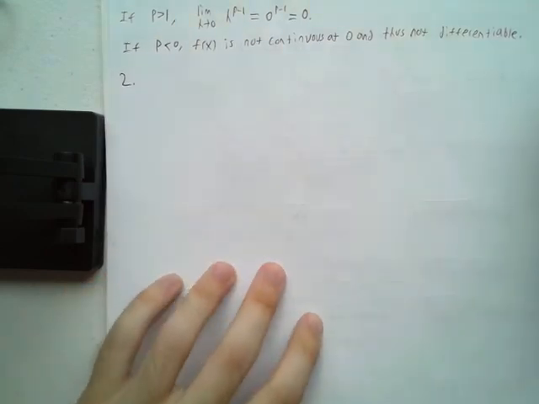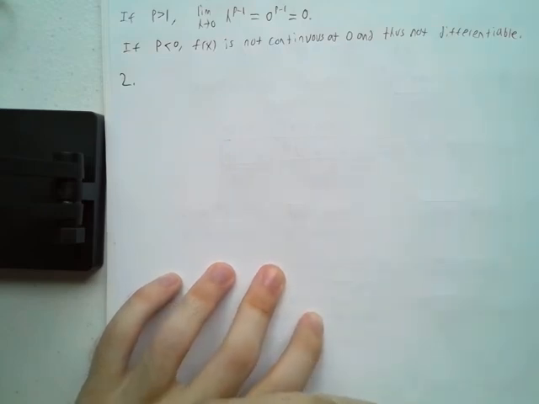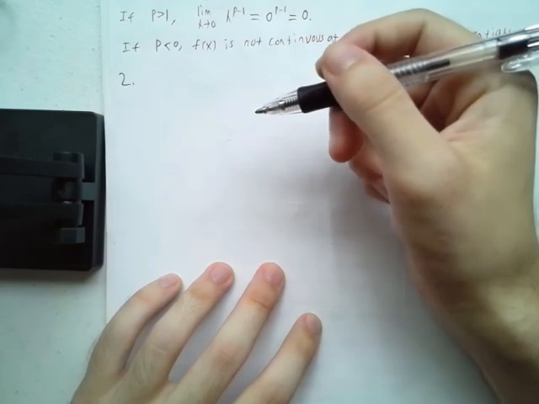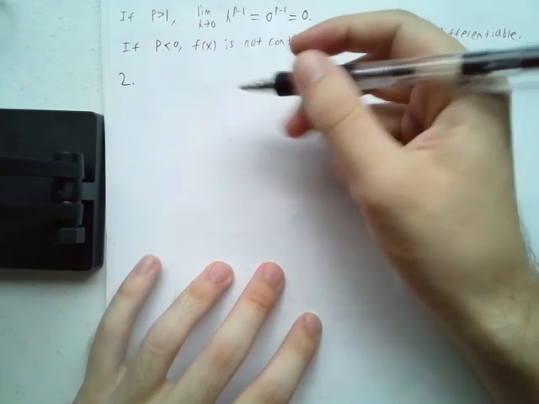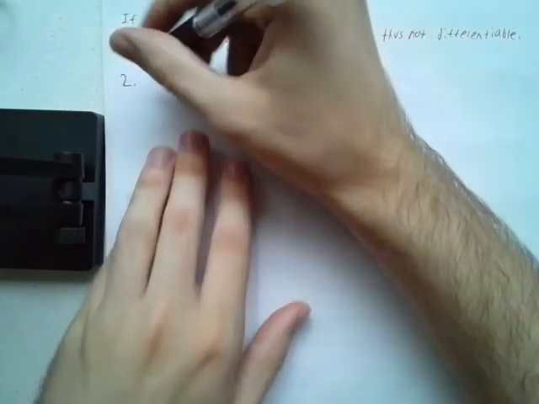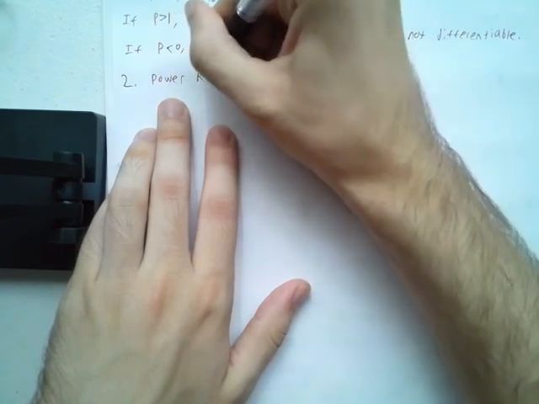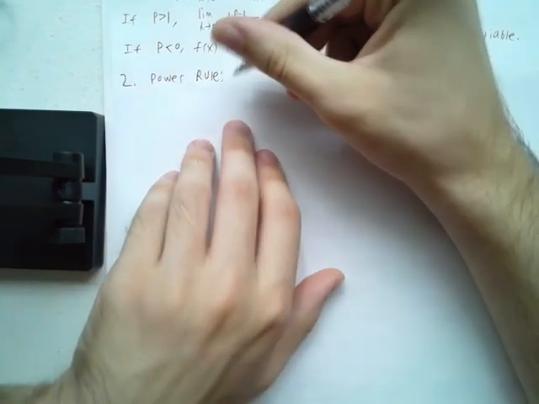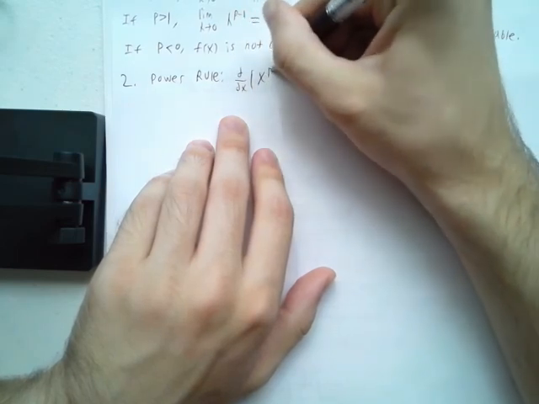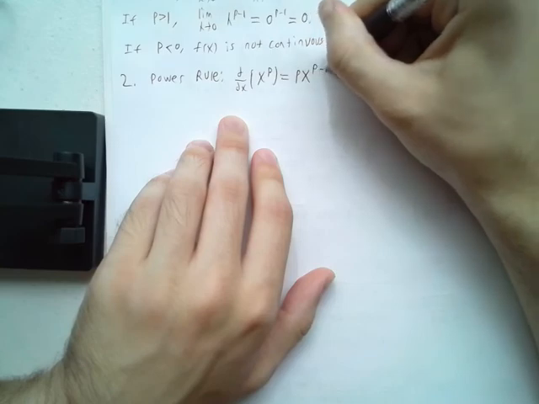Okay, so in this video I'm going to be looking at problem 2 from homework 3. This problem involves 3 different derivatives that we're supposed to take, and each one of them is basically going to involve using the power rule, which, as a reminder, says that the derivative of x to the power p is equal to px to the p minus 1.